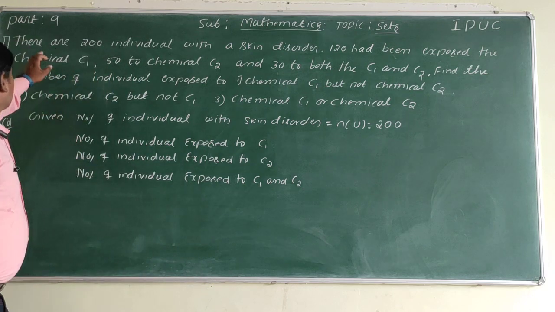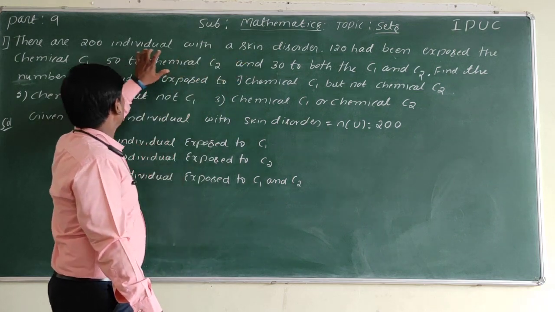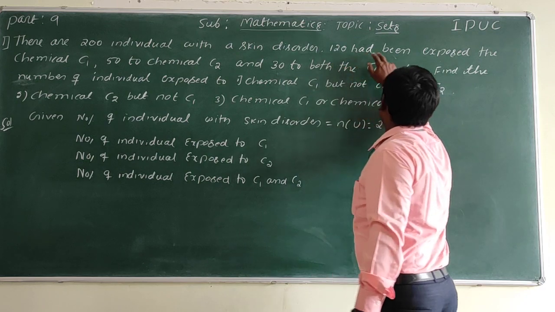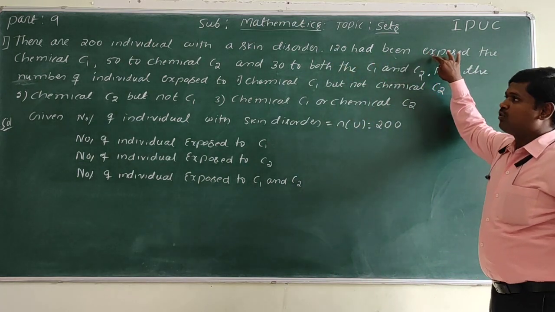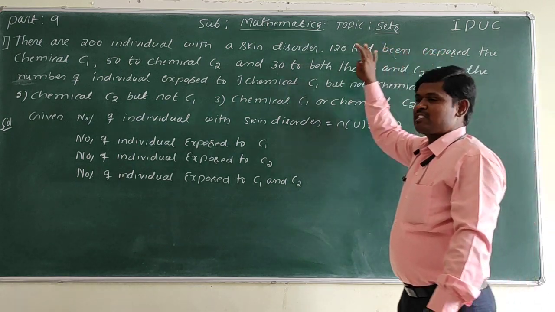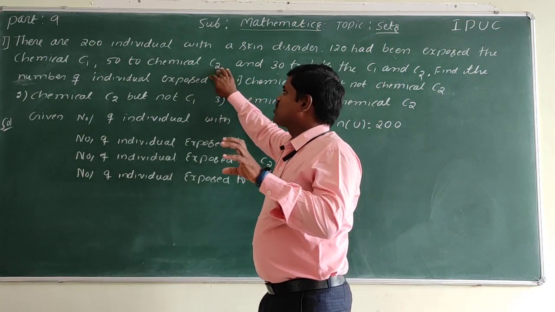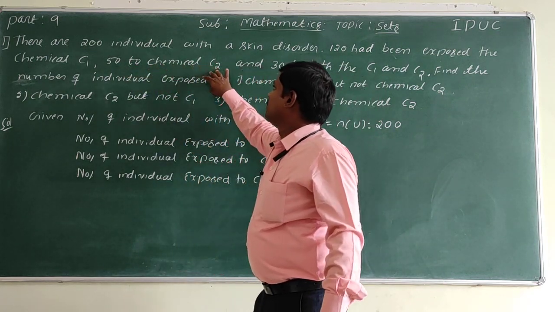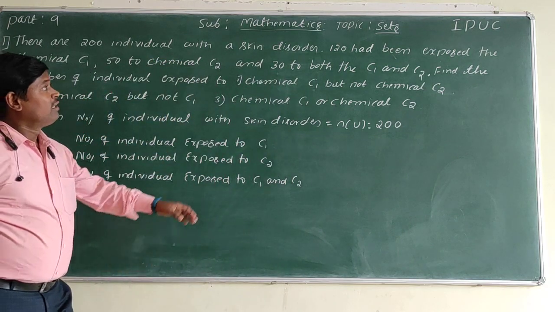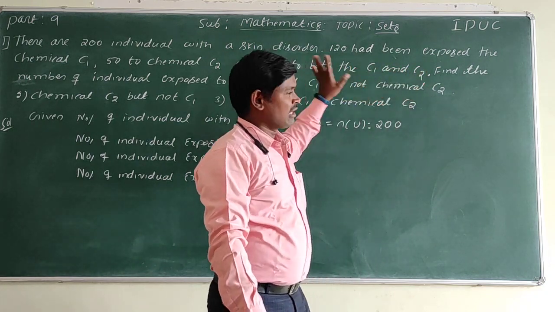See here. There are 200 individuals with a skin disorder. Out of 200, 120 have been exposed to the chemical C1, and 50 to the chemical C2. That means 50 individuals exposed to the chemical C2, and 30 to both the chemical C1 and C2. So this is the given data.